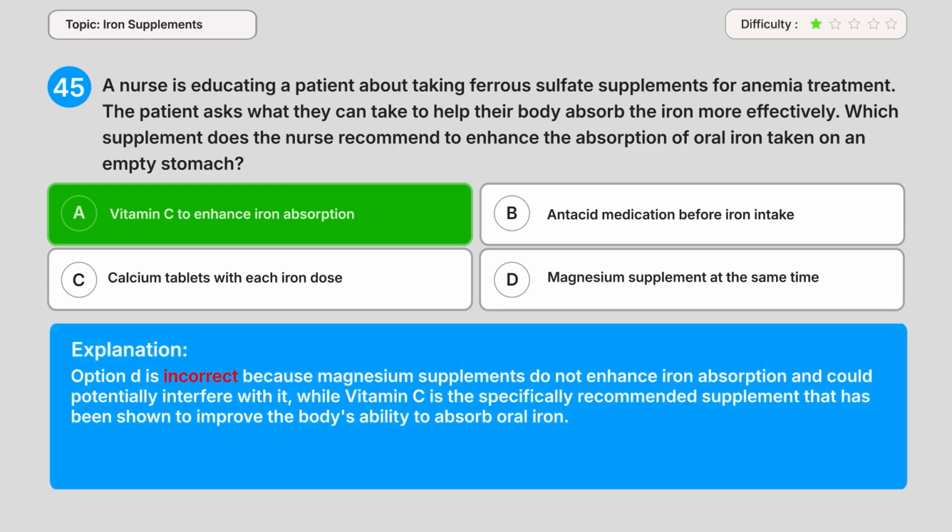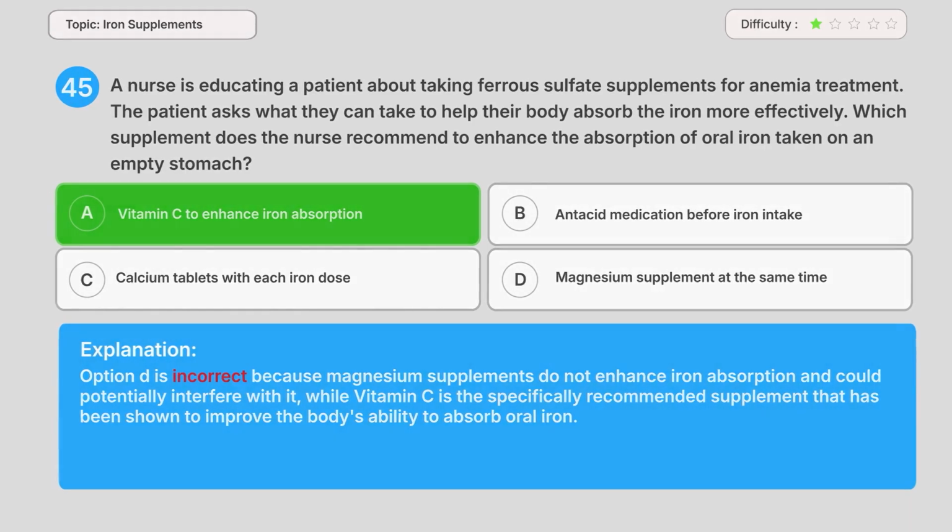Option D is incorrect because magnesium supplements do not enhance iron absorption and could potentially interfere with it, while vitamin C is the specifically recommended supplement that has been shown to improve the body's ability to absorb oral iron.